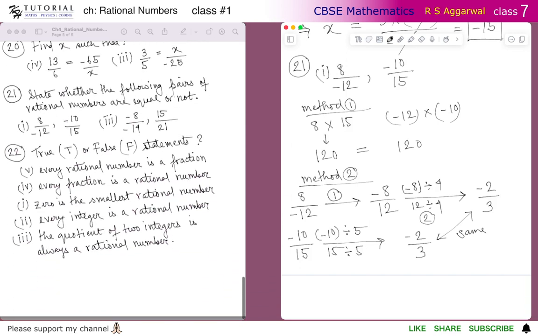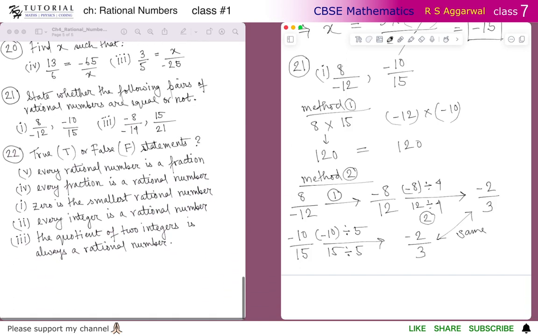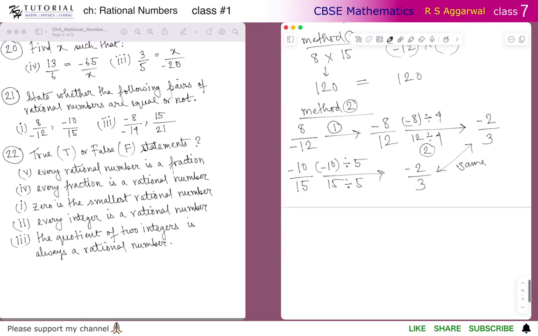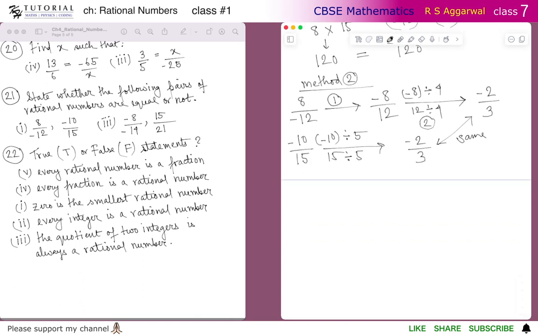Okay, I will not do the third one. I hope the process is clear. You can follow it, you understand the process, and you can apply it to solve any problem. Now, question number 22. These are conceptual problems, concepts that you must be very clear of. So, true or false statements.